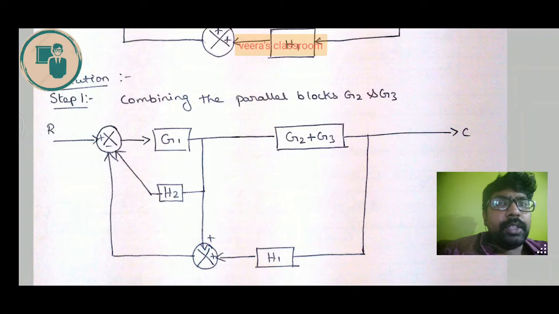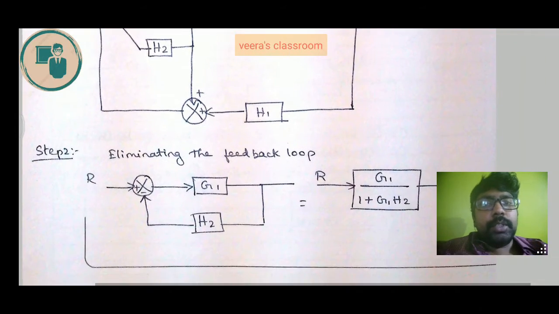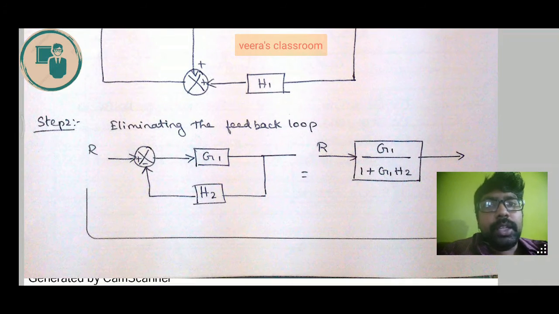When you see the diagram, you can find that G1 H2 is the smaller feedback loop, and G2 G3 and H1 cover a larger area. So we will first consider this G1 H2 feedback loop. According to the feedback loop formula, C by R equals G by 1 plus GH. If it is a negative feedback, this formula suits. It is negative feedback, so the formula is G1 by 1 plus G1 H2. So we will solve that feedback loop, and G1 H2 is converted to G1 by 1 plus G1 H2.